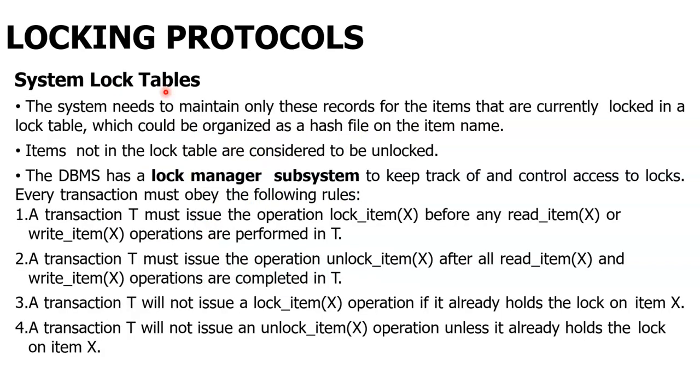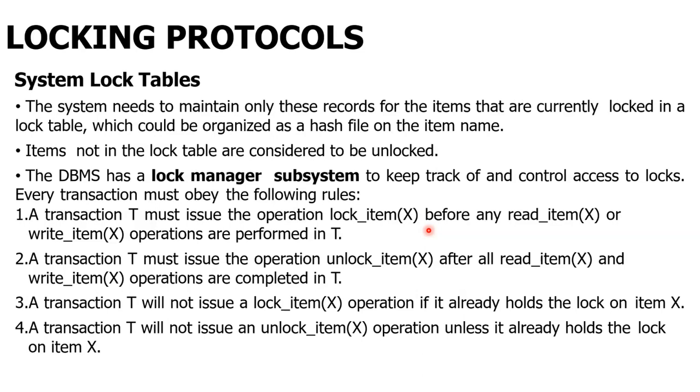The system lock tables are nothing but the lock manager subsystem. We have some different conditions. When my transaction T locks data item X, you have to lock the item before any read or write operation is made. Before you read or before you write, you have to lock the item first. That is the first condition. After reading or writing, you have to unlock. That is the second condition.